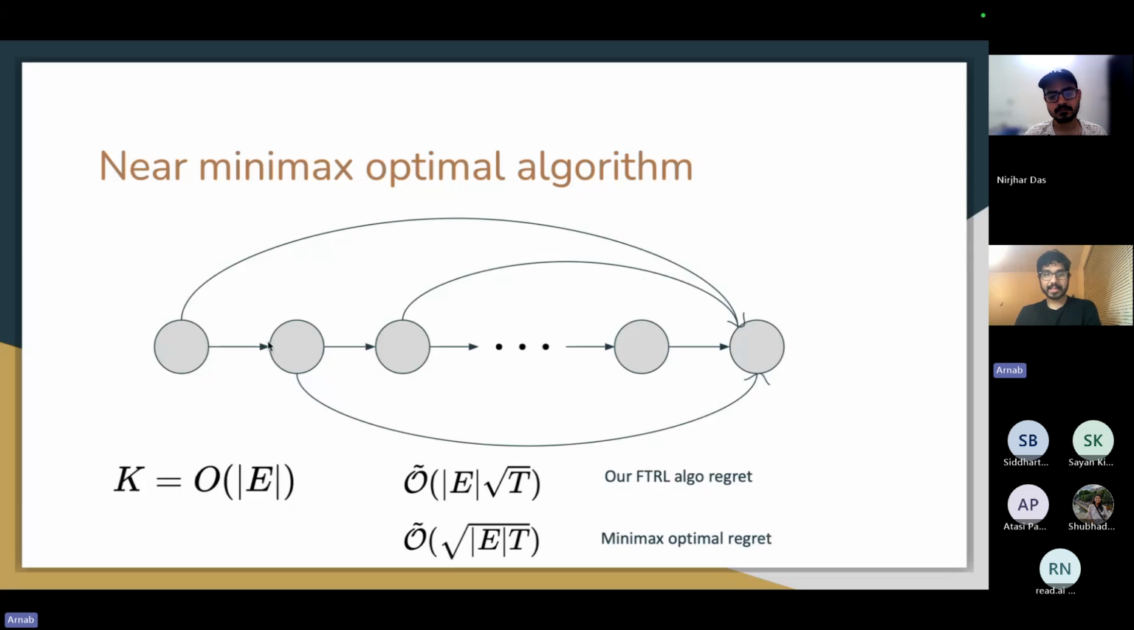To show why, consider this graph where you have a straight path, and then a direct edge from every node to the sink. So the length of the longest path is roughly order E, because the number of edges is linear in the number of vertices. That's why I just called it order E. And our algorithm will give you E times square root of T regret, whereas a minimax optimal algorithm like EXP3 will give you square root of E T regret. So there is still a gap between this and this.